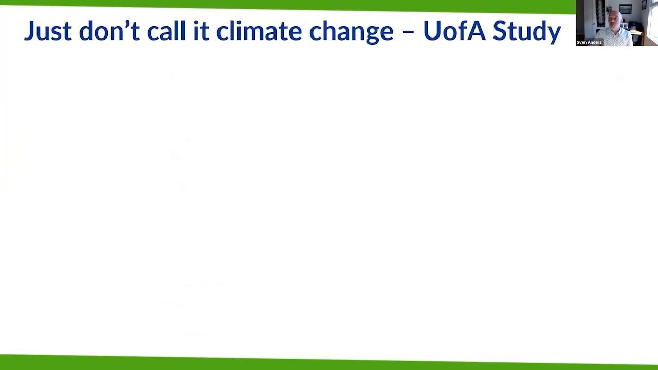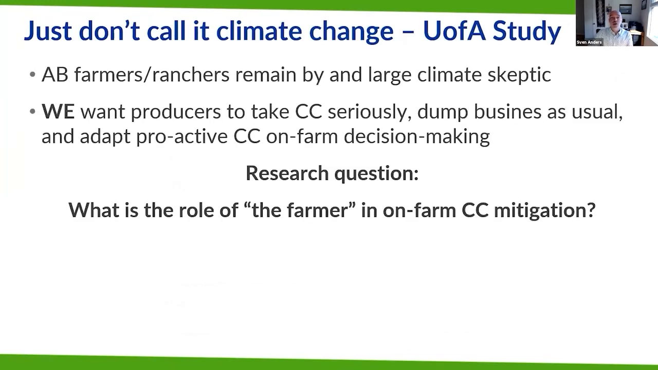So the study was called, when it was published, Don't Call It Climate Change, because we found out that farmers are still climate skeptic. They don't see the connection between the evidence of this global scale of this phenomenon and how it impacts them individually. So we want farmers to take climate change seriously, but as business owners, getting them to take a proactive approach in this climate change decision-making doesn't seem to be straightforward. So the research question we ask is, what is the role of the farmer in on-farm climate change? Replace mitigation maybe with adaptation and adoption.